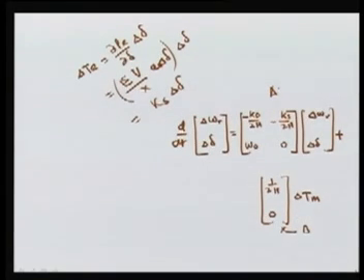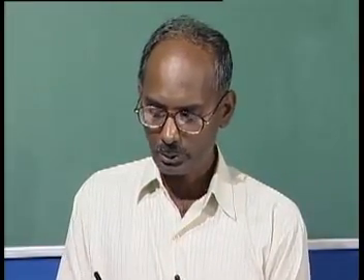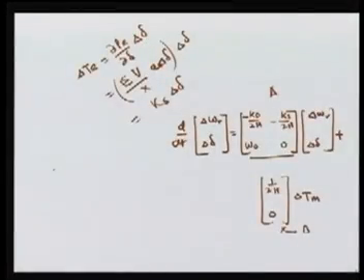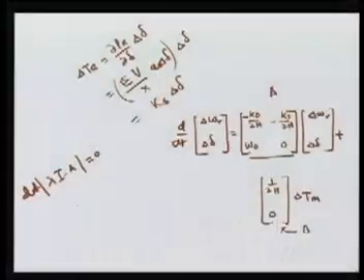Now to analyze the eigenvalues of this matrix, as I said, we can simply write lambda I minus A, take the determinant, and equate it to 0. This is a 2 cross 2 matrix, so now we can go for the determinant of this.